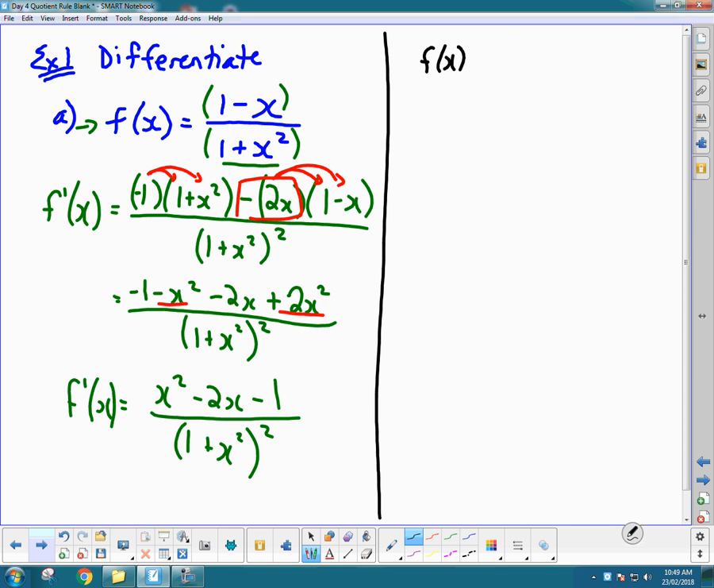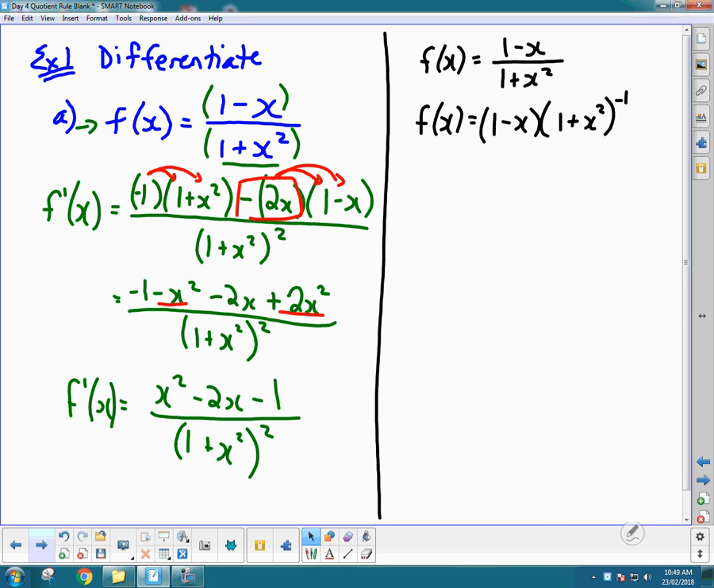So all quotients can actually be changed into products. So this says it's (1 minus x) divided by (1 plus x squared). I can change this question into a product by multiplying by the bottom but raised to the negative 1. So I can take that bottom thing and raise it to the negative 1. That brings it to the top. And I can change this question into a product rule. So that's what I'm going to do, and you're going to watch and see how the different parts of the quotient rule will pop up when I do it this way.